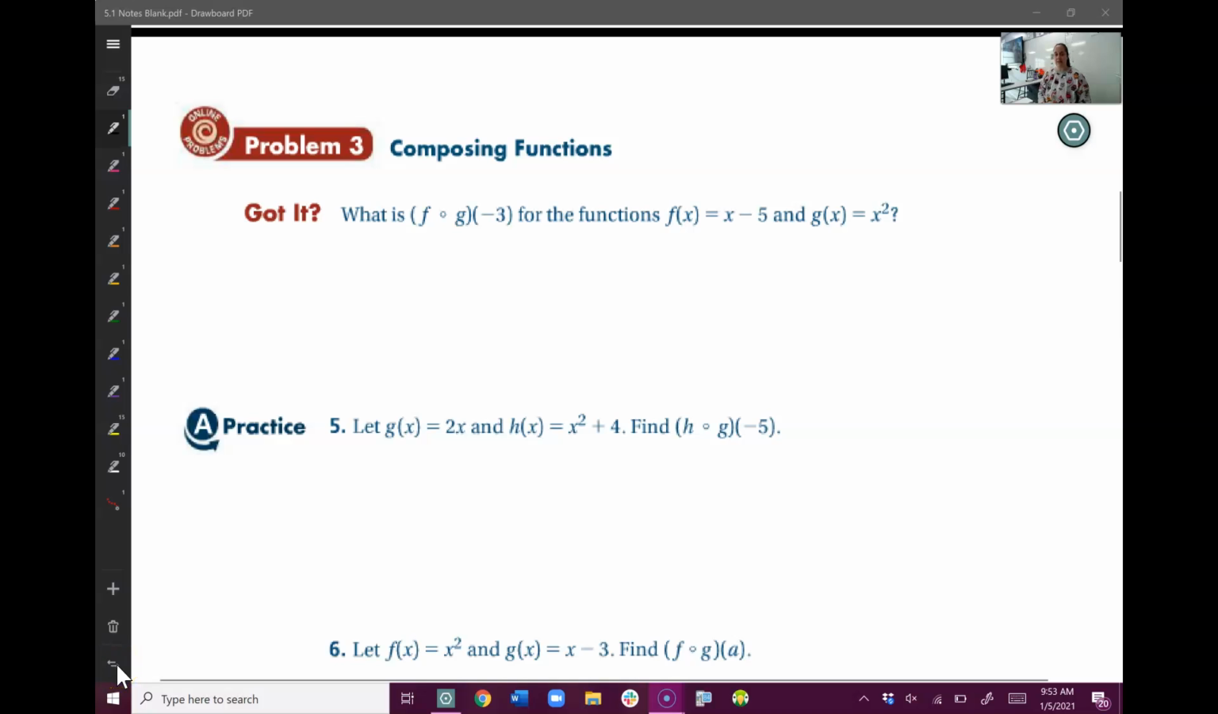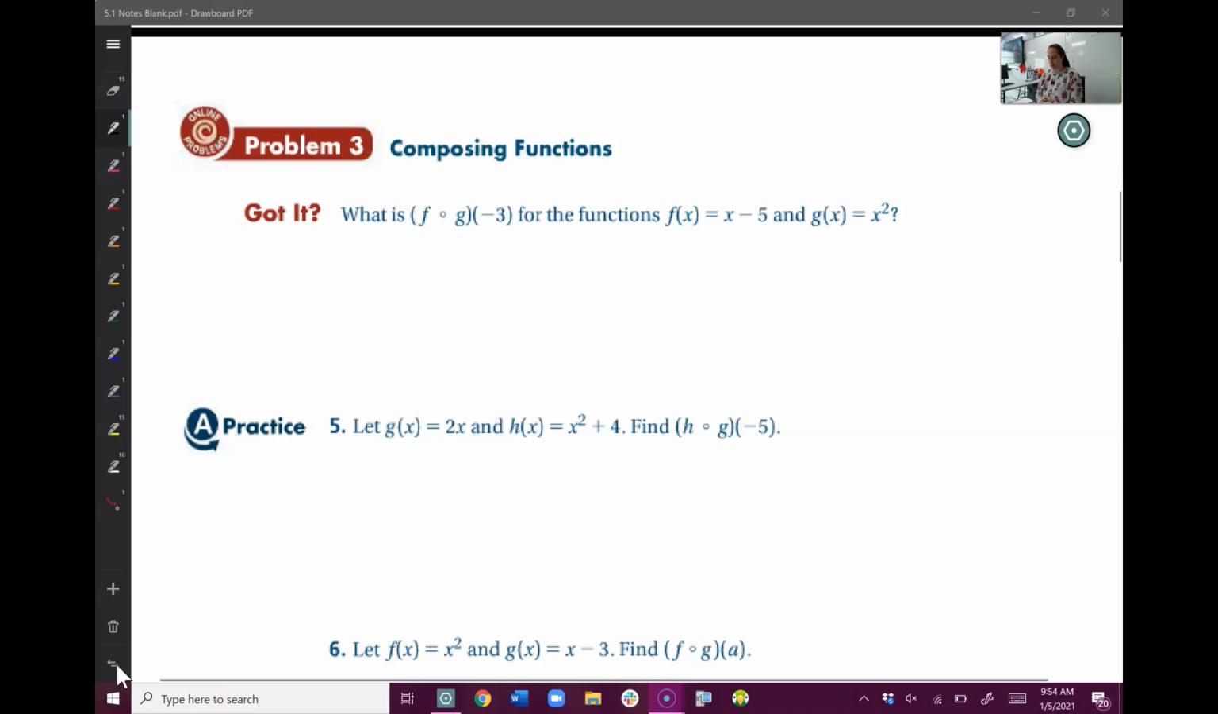In this last video, let's talk about function composition. This is totally new and totally different. So you've done addition, subtraction, multiplication, division, and now composition. It's a completely different new thing.